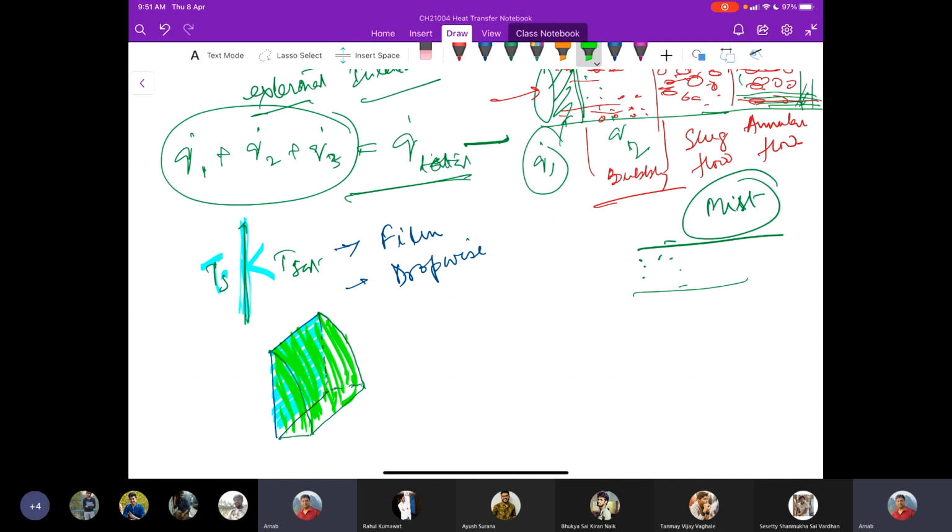In dropwise condensation, the condensed vapor forms droplets. So if you have this surface, you then have drops of the condensate on the surface, instead of a continuous film.